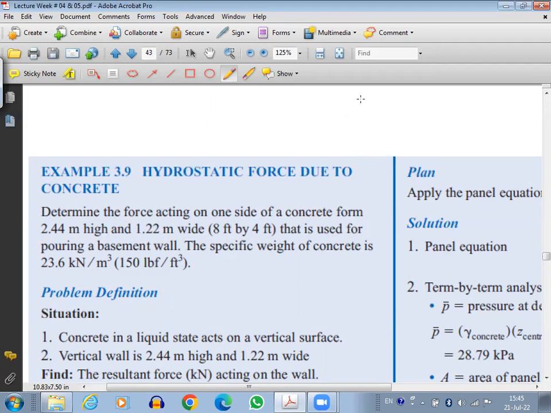So suppose we make a casing here, and this casing is basically known as a concrete form. Determine the force acting on one side of the concrete form. We want to know how much force is acting on one side. Suppose we are considering this side. The concrete is poured here.